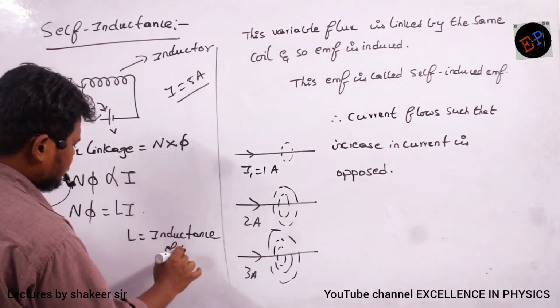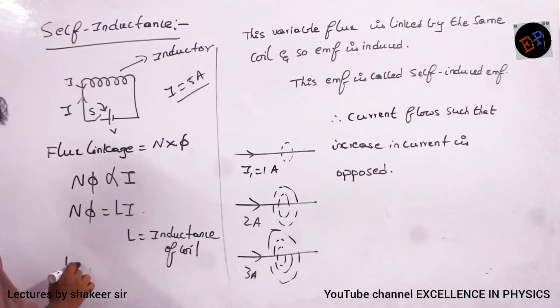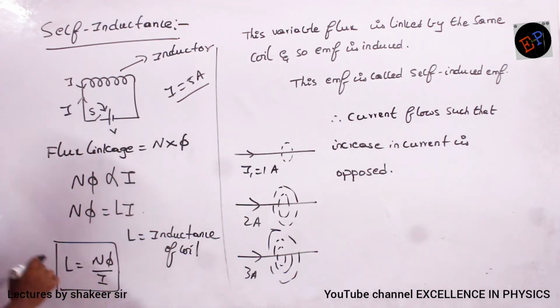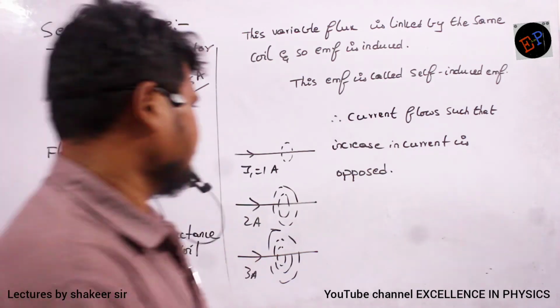Inductance of coil. So that is the inductance of this inductor. So L value, how can I write? L value I can write as N phi divided by I. This is the equation of L value. Or, how much flux is produced per amount of current which is flowing. That is called the inductance of the coil. Are you able to understand now?